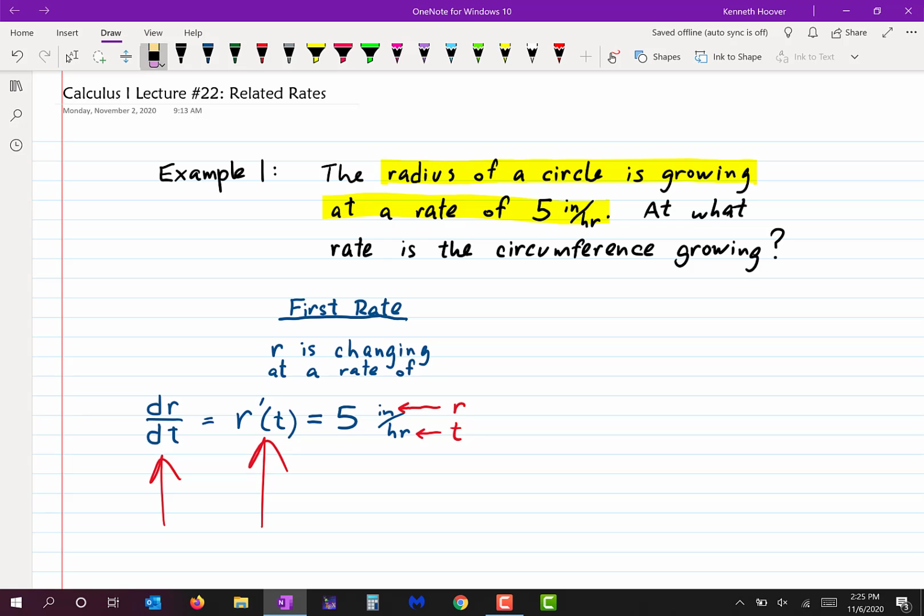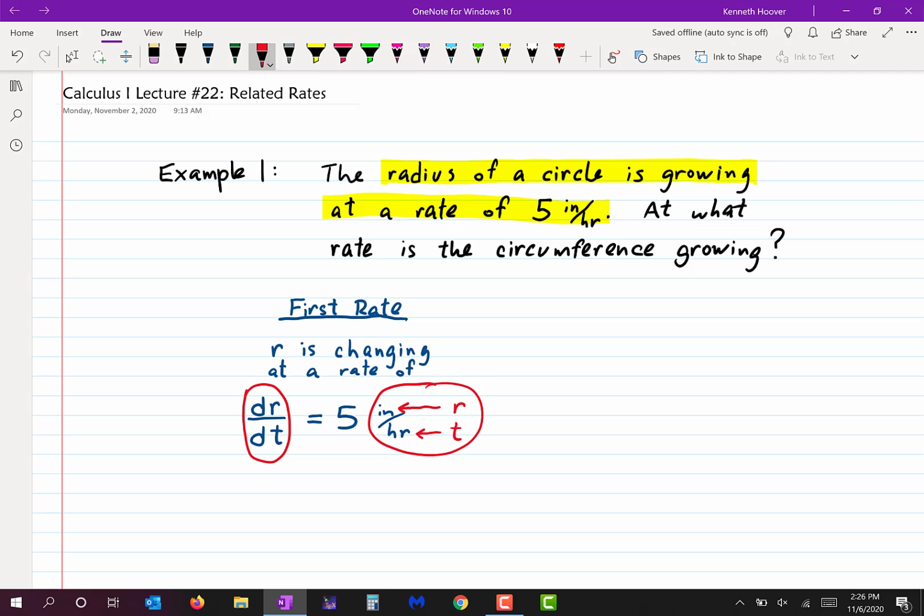Now, for me, it's hands down. When I'm doing related rates problems, there's no competition. I like to use the Leibniz notation when I'm doing related rates problems, and I'll tell you why. It's not for an insignificant reason. There's a very good reason why I like to use the Leibniz notation. Because that matches up with the units. You see that? The units are measuring r over measuring t.